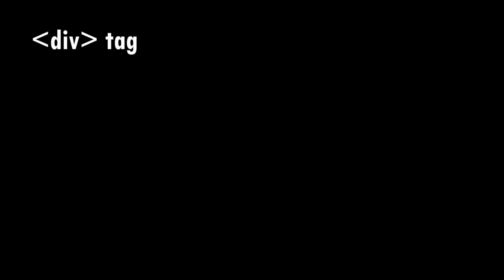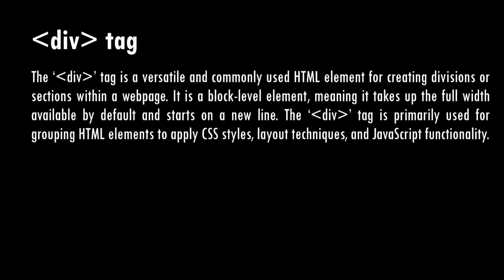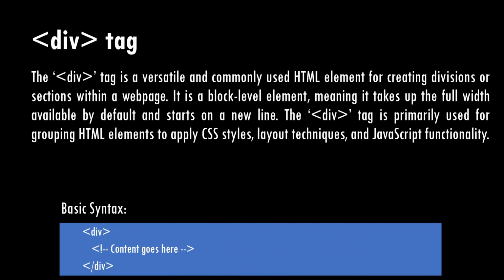Div tag. The div tag is a versatile and commonly used HTML element for creating divisions or sections within a web page. It is a block level element, meaning it takes up the full width available by default and starts on a new line. The div tag is primarily used for grouping HTML elements to apply CSS styles, layout techniques, and JavaScript functionalities. Here is the basic syntax.